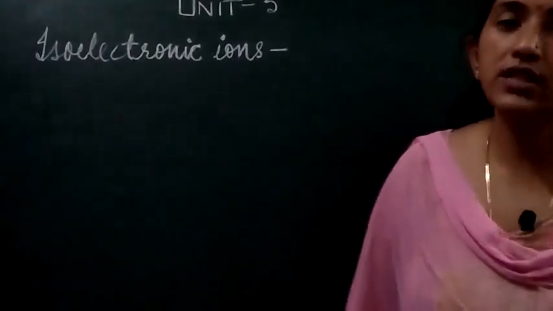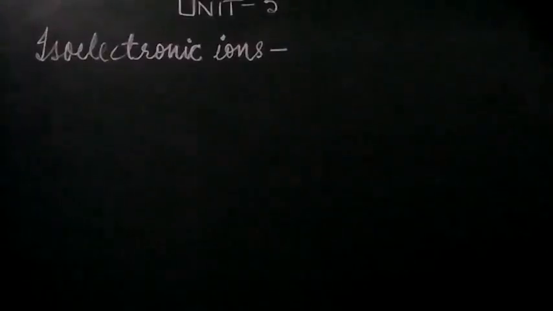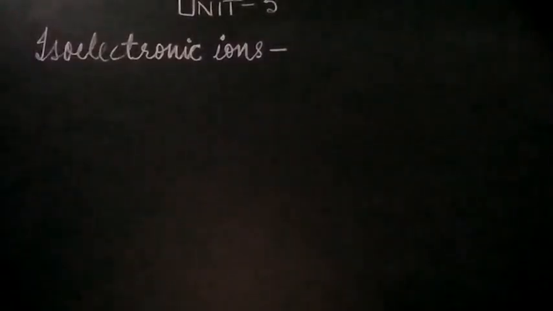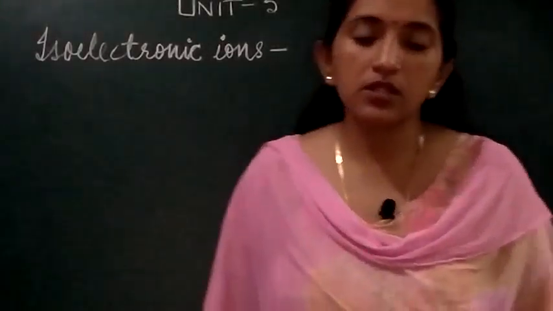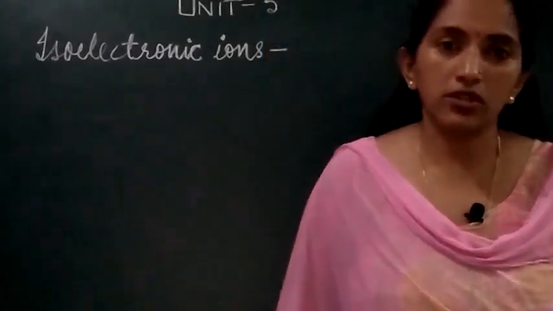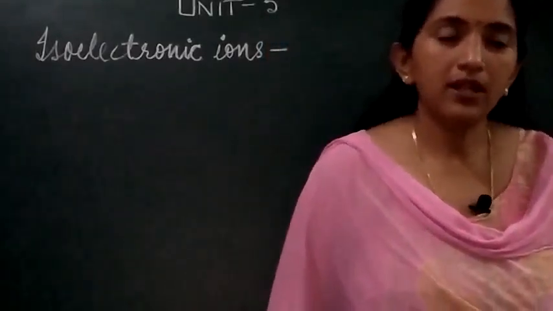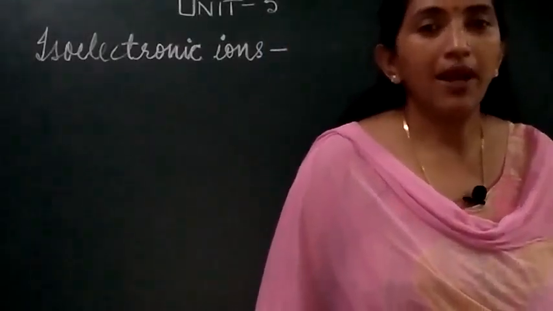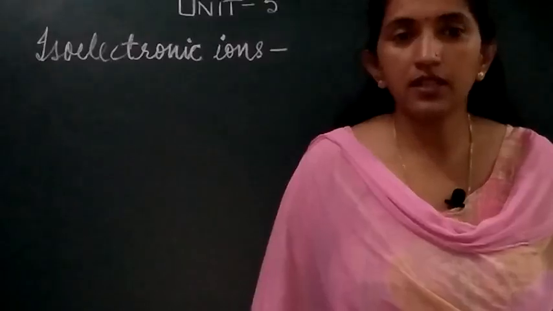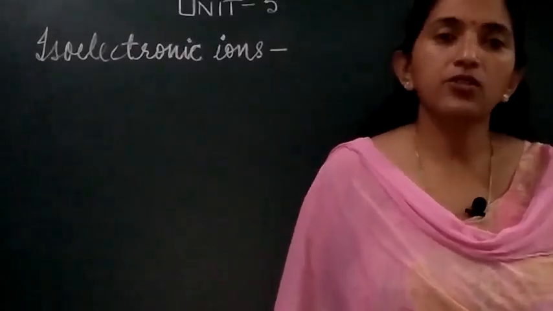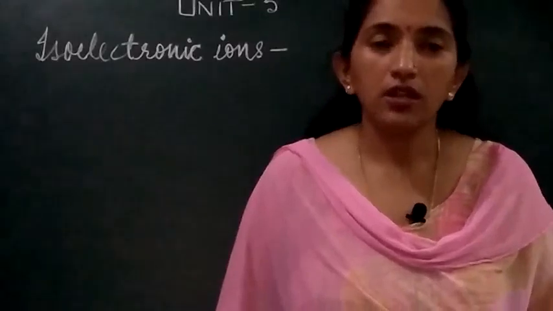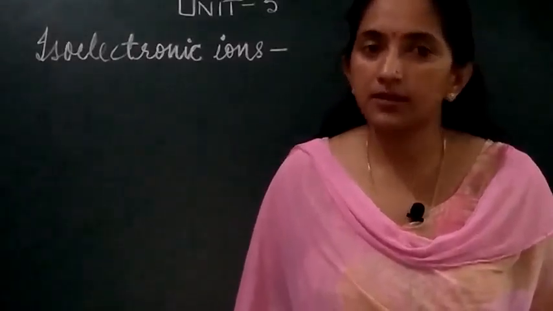Now students, we are going to discuss the isoelectronic species. Now what are the isoelectronic species? The isoelectronic species, students, are those species which have the same number of electrons, right? But they will have different magnitudes of nuclear charge. That is, their number of protons or the magnitude of the nuclear charge is going to change, right? But the number of electrons will remain the same.